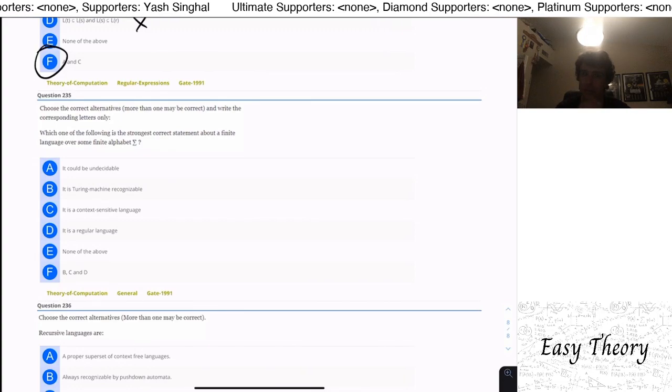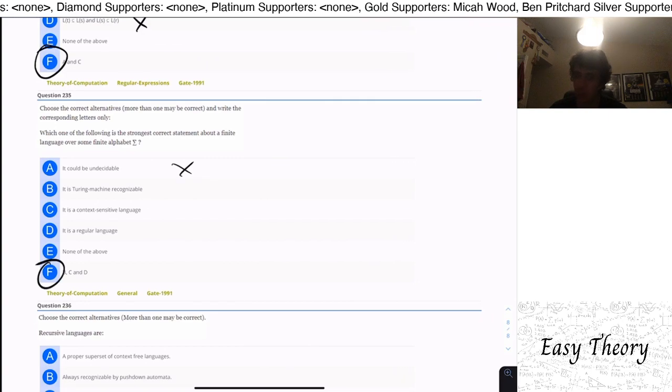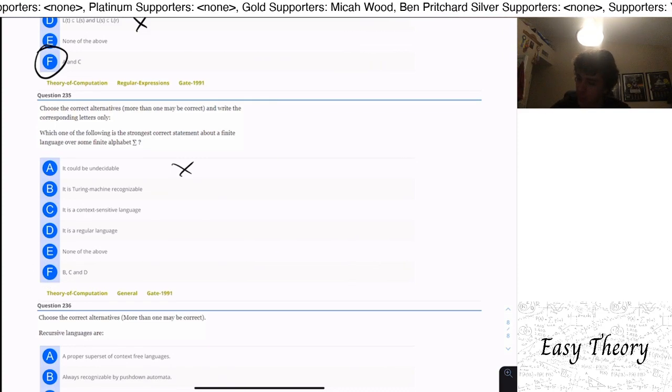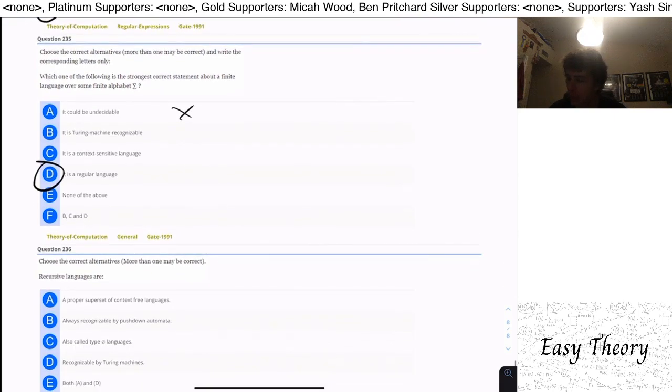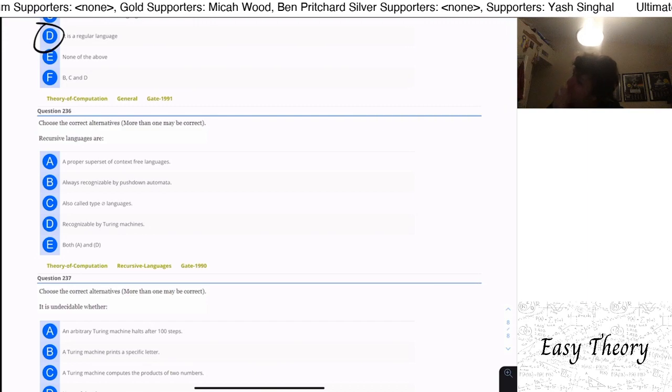235. We're closing in. Choose the correct alternatives. Which of the following can be the strongest statement about a finite language? It could be undecidable. No. It is a regular language, context sensitive, and Turing machine recognizable. So it's B, C. Oh, the strongest one. Okay. So the only one that would be is regular. I mean, it's stronger to say all 3, but oh well.